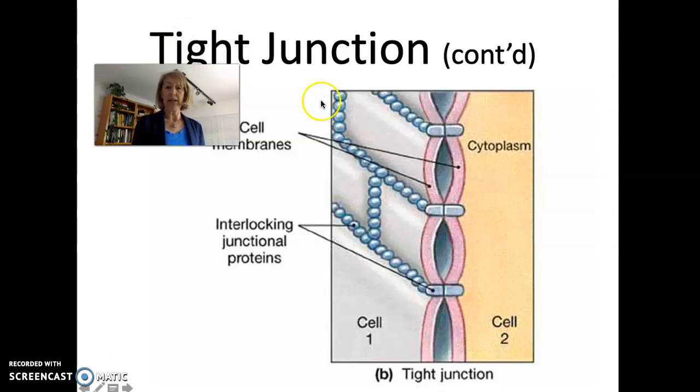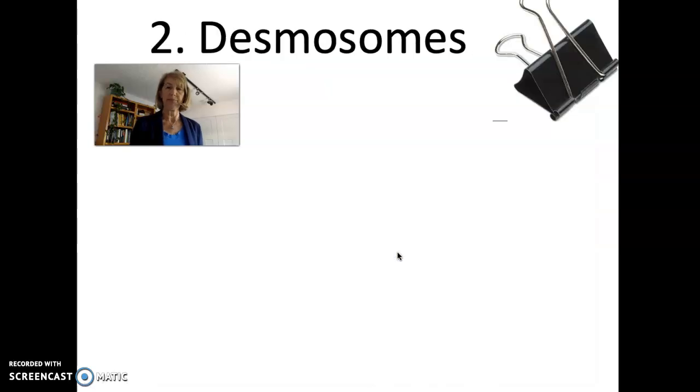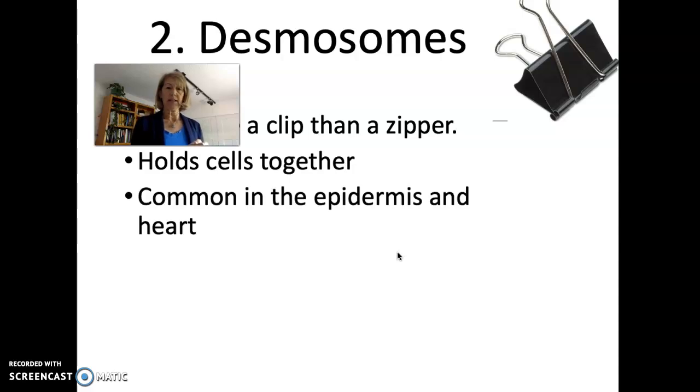This is what they would look like, we imagine. I mean, we've taken photos of this with scanning electron micrographs, but this is kind of the zipping in which in various locations these are sealed together, okay, all by proteins. The second one then is the clip-like, the desmosome. So desmosomes are more like a clip than a zipper. They hold cells together. They're common in places like the epidermis.